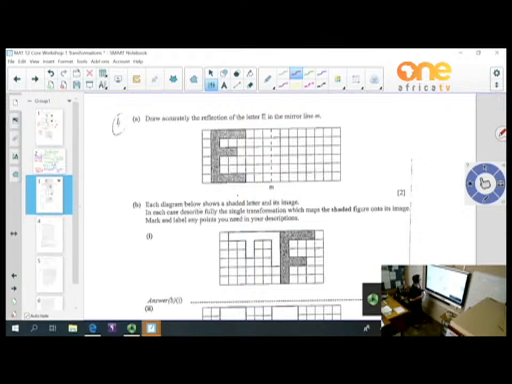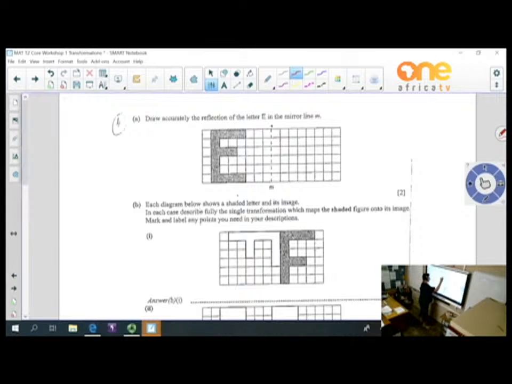Draw accurately the reflection of the letter E in the mirror line M. So there we have it exactly. Here is my mirror line right in the middle. Once you've got the first point, it's usually very easy to continue there. I can't start here. This one is 3 blocks to the left. So I go 1, 1, 2, 3.